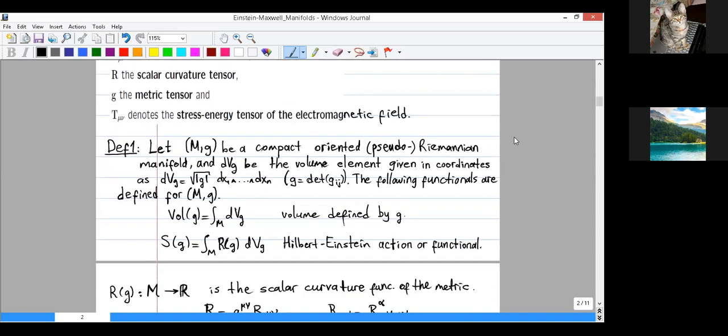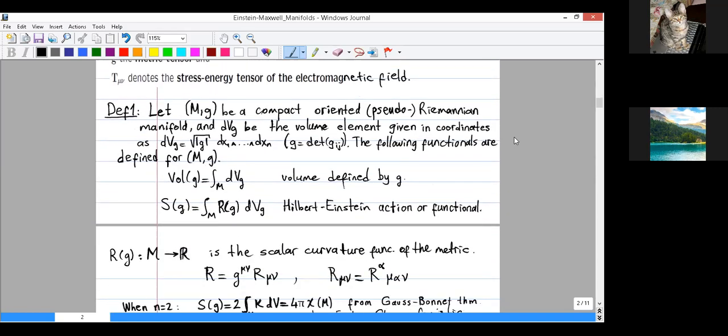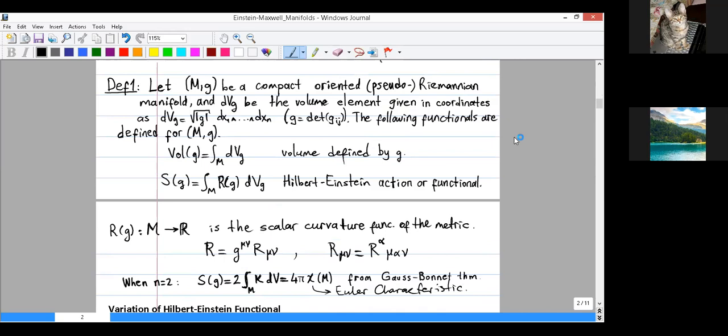At the beginning, these are very basic. I guess most probably you all know parts of this lecture. Anyway, if we start with the definition, first we want to obtain these Einstein field equations by starting from the Hilbert-Einstein action or functional.